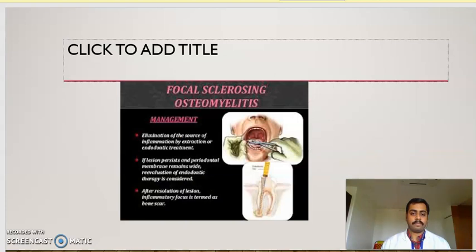Focal sclerosing osteomyelitis. When we look at the management, elimination of the source of the inflammation by extraction or by endodontic treatment. If the lesion persists and the periodontal membrane remains wide, re-evaluation of the endodontic therapy is considered. After resolution of the lesion, the inflammatory focus is termed a bone scar.